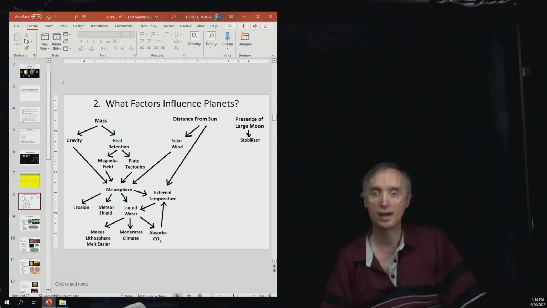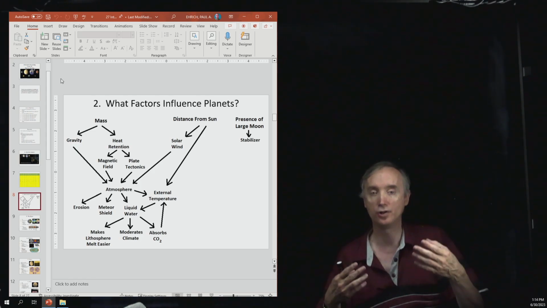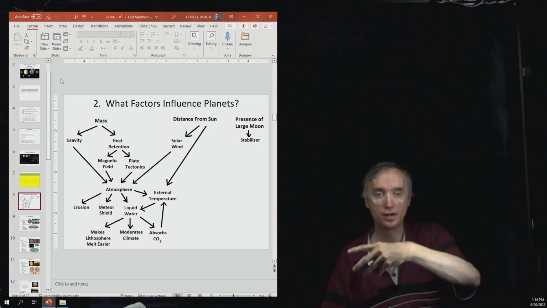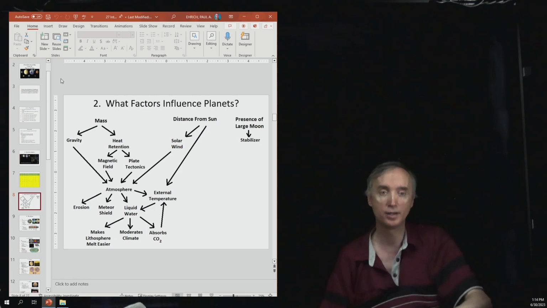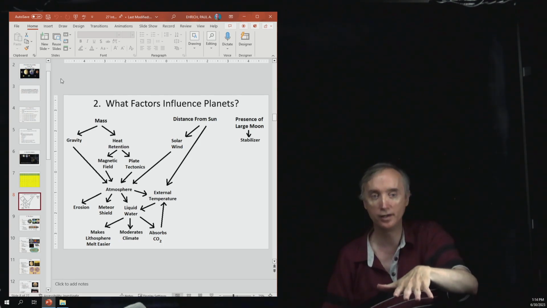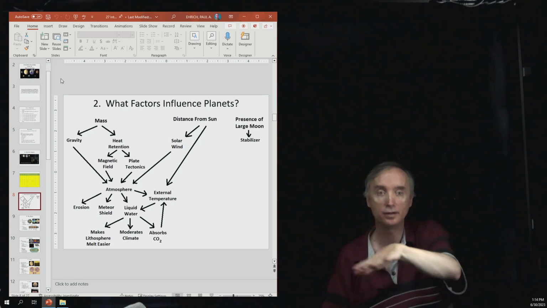Now, what does the atmosphere do? The atmosphere could have clouds, it could rain. Rain causes erosion. An atmosphere acts as a shield from meteorites that are coming in. And if an atmosphere has water, the water could rain down and make an ocean.